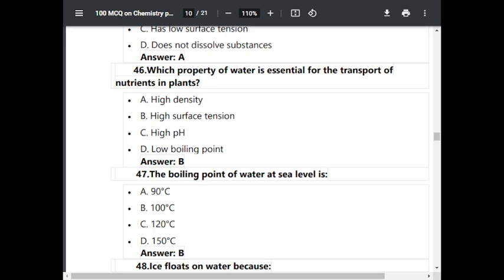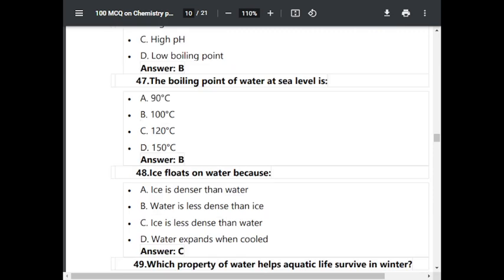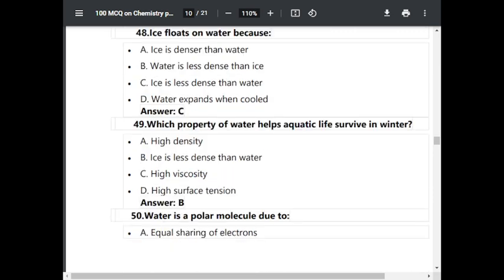Question number 47. The boiling point of water at sea level is. Option A 90 degrees Celsius, option B 100 degrees Celsius, option C 120 degrees Celsius, option D 150 degrees Celsius. The correct answer is B, 100 degrees Celsius. The boiling point of water at sea level is 100 degrees Celsius. Option B is correct. Question number 48.